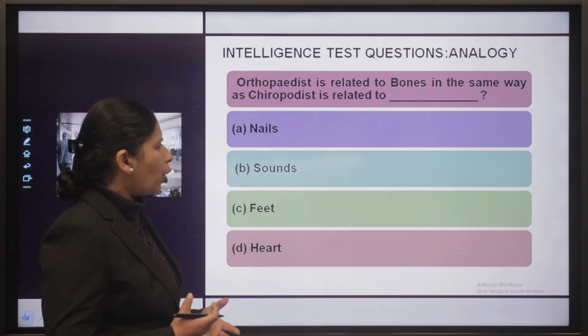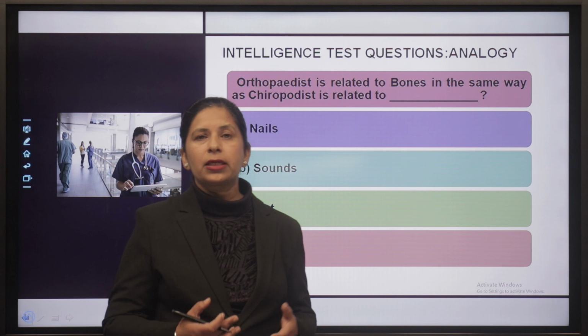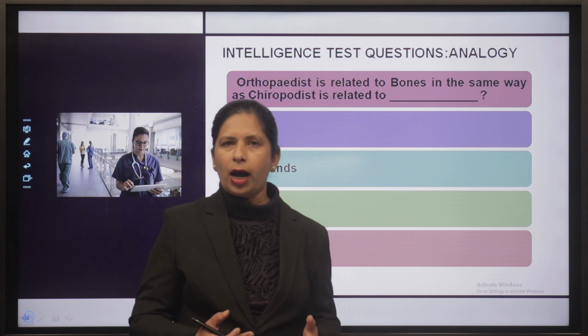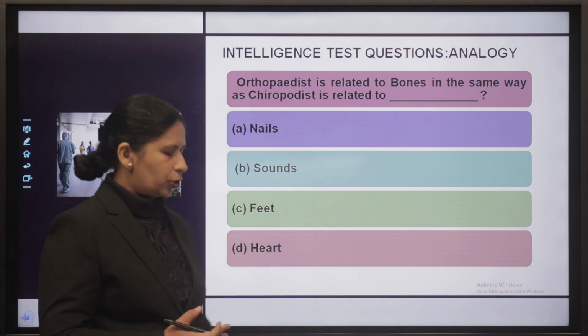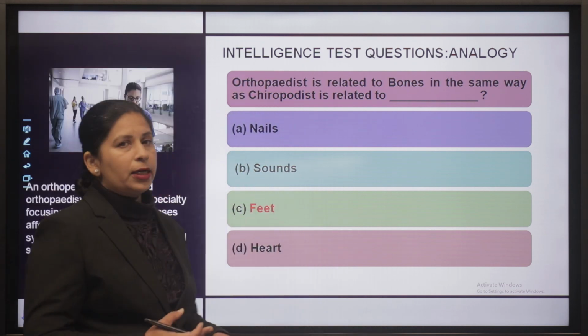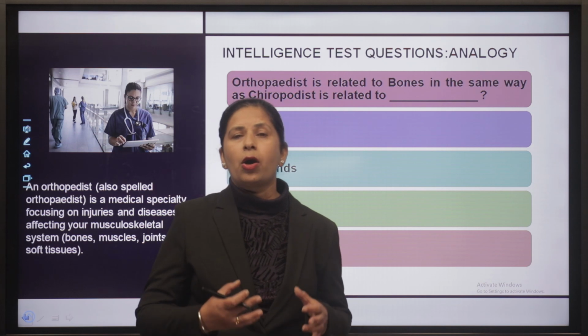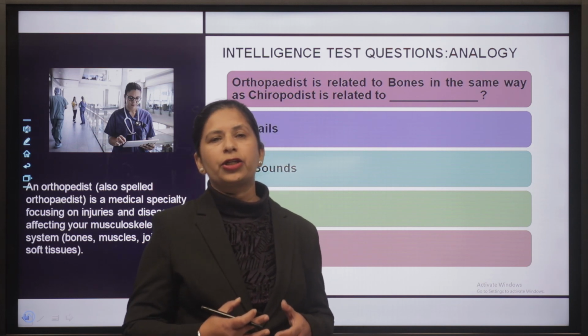You have to tell from the options given like nails, sound, feet or heart. So if you know who is a chiropodist, you can just put it in the comment section. So the correct answer is: a chiropodist is a person or a doctor who specializes in, it is related to, feet.